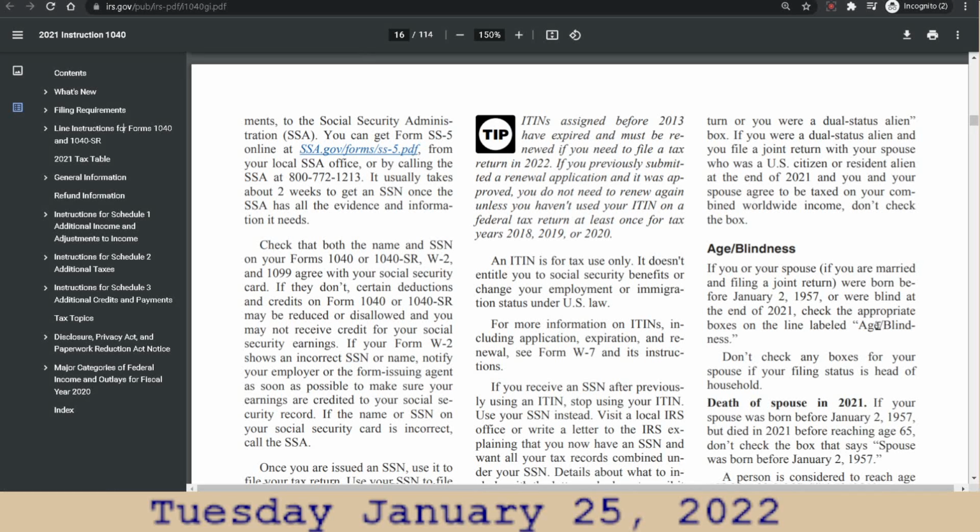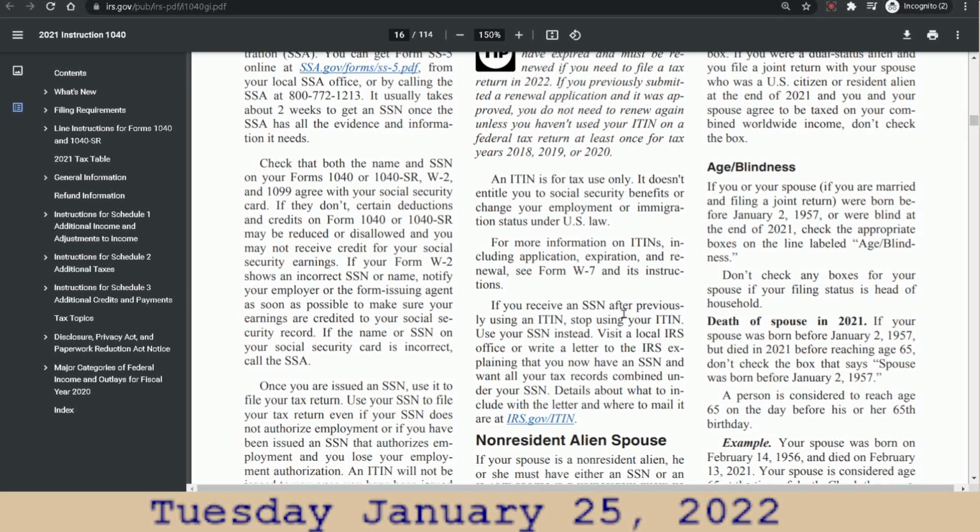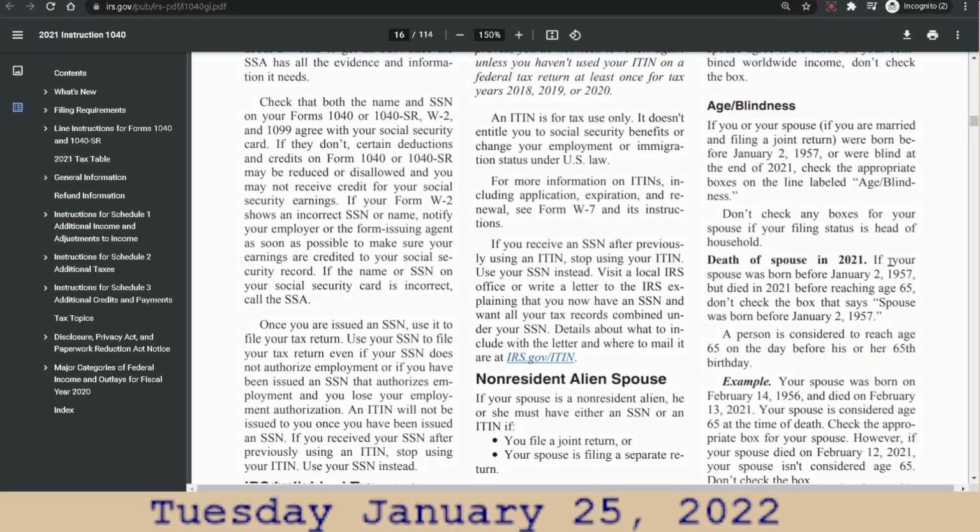Age is something new they added. Remember, there's always changes, so double check things. Don't check any boxes for your spouse if your filing status is head of household. Death of a spouse in 2021: if your spouse was born before January 2nd, 1957, but died in 2021 before reaching age 65, don't check the box that says spouse was born before January 2nd.